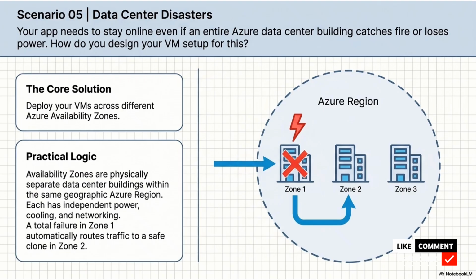If the physical building hosting Zone 1 suffers a total power outage, your traffic is automatically routed to the virtual machine running safely in Zone 2, meaning your customers never experience an outage.